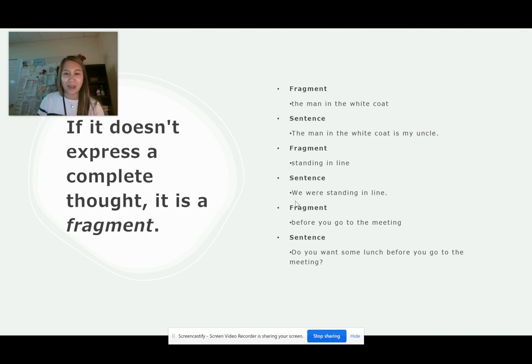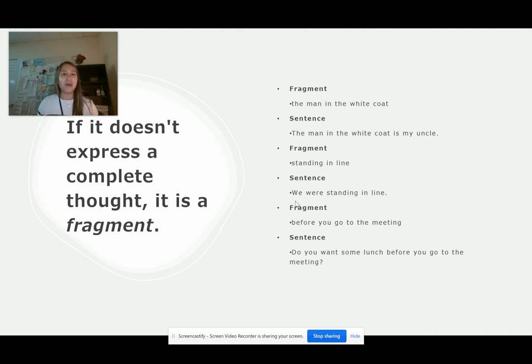Now, the last fragment example. Before you go to the meeting. What's going on? Who's going to the meeting? What are they going to do before they go to the meeting? It doesn't make sense. But let's look at this sentence example: Do you want some lunch before you go to the meeting? So, it makes sense. Before going to the meeting, the speaker is asking if they want to grab or get some lunch first. Now, the idea is complete.